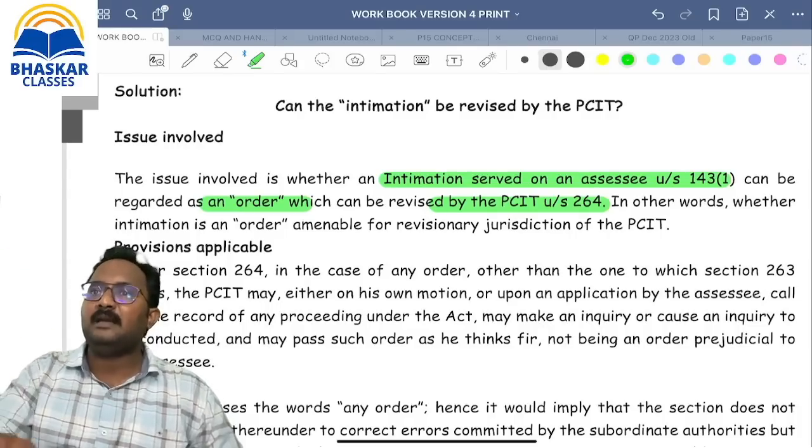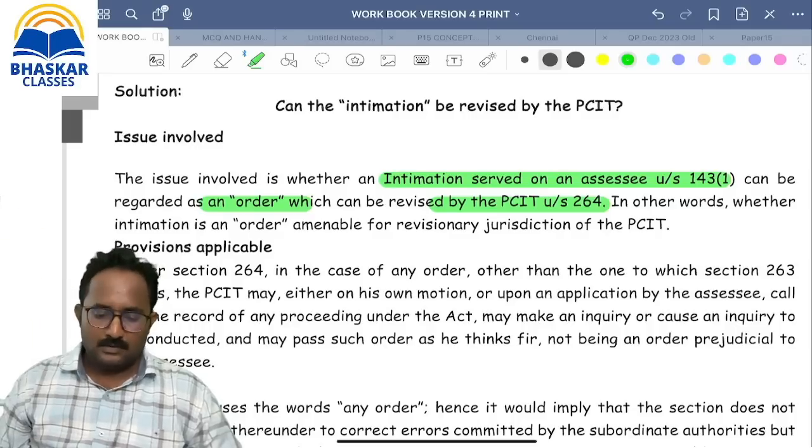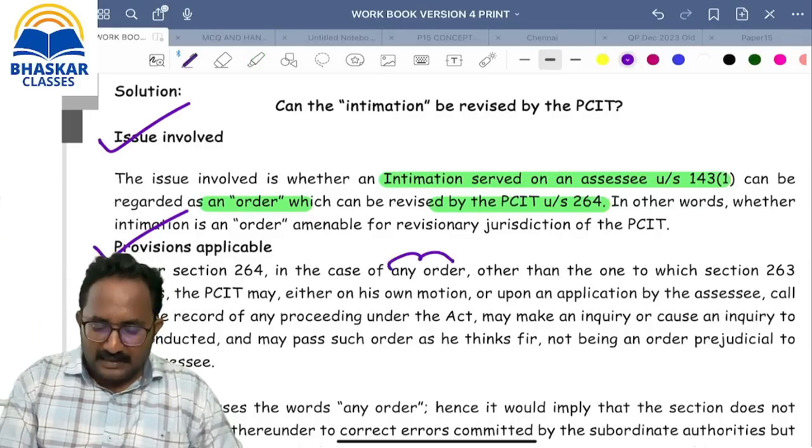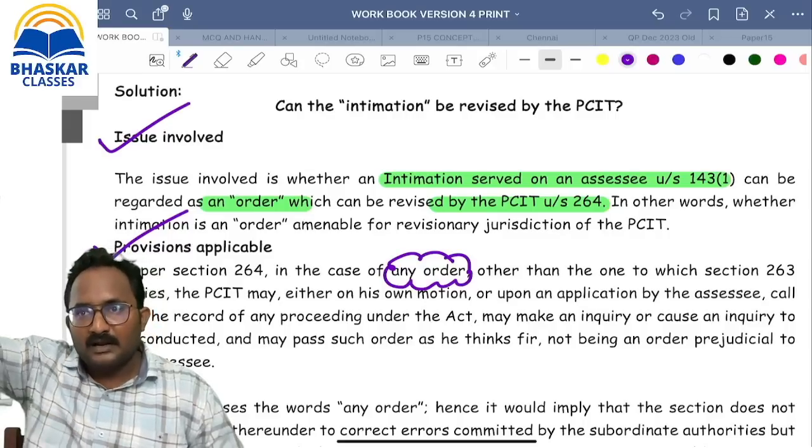Now this is an intimation. Can we do the revision or not? That is the only question. Provision: yes, the issue is okay. The provision is, remember, 264 says any order. That is what we can revise.